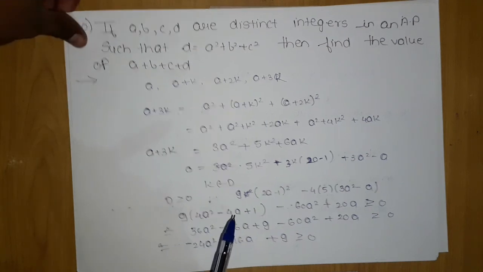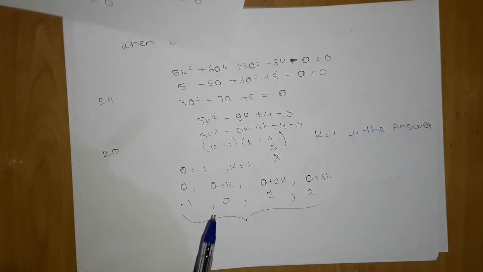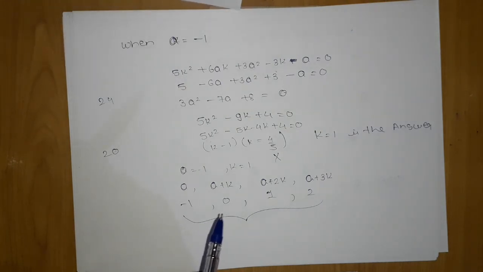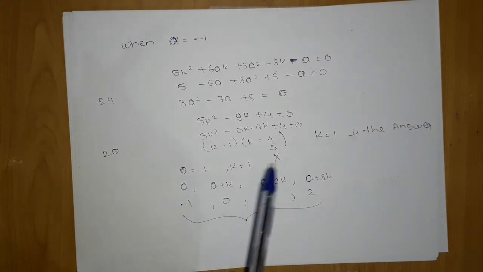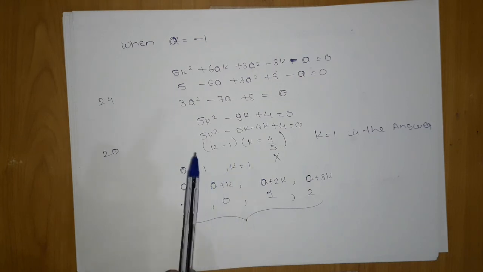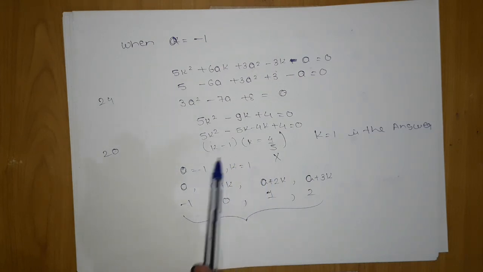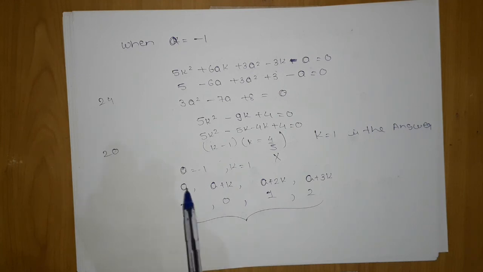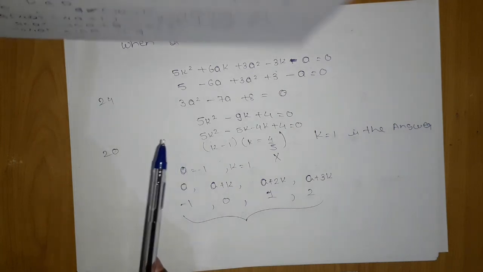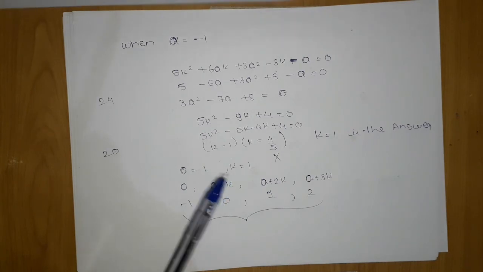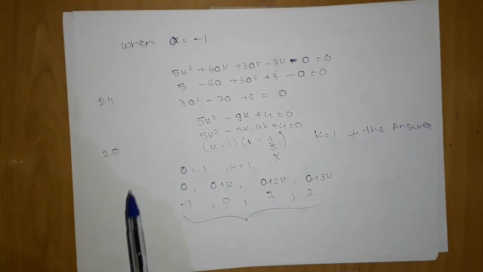I got the two a values, which were minus 1 comma 0. When I put a is equals to 0, I was getting k value 0 and 3 by 5, which were not possible. Then when I put a is equals to minus 1, I got k is equals to 1, and 4 by 5 is still not possible, so I took k is equals to 1 as the answer. Moving on, when I made a quadratic, I got the a value between 0 to minus 1. That was a crucial thing.